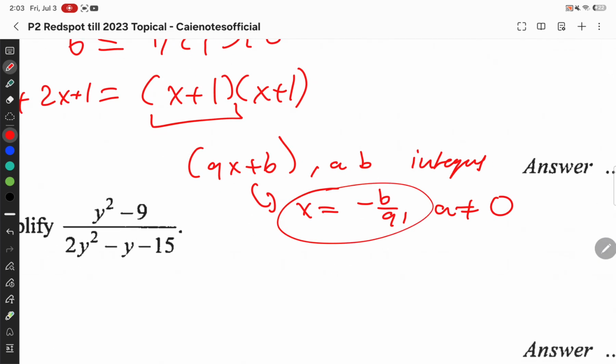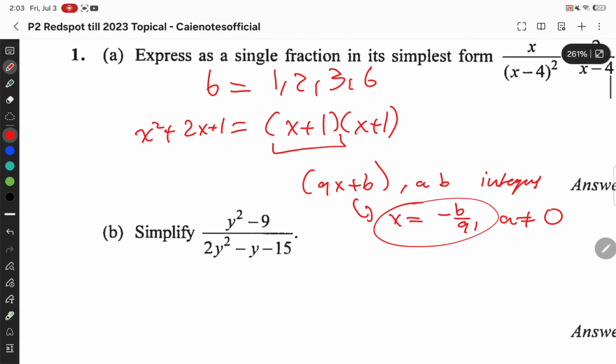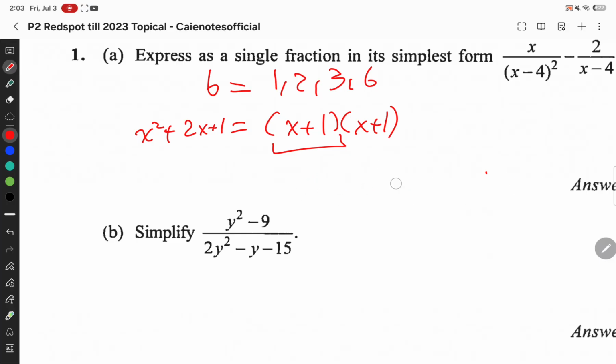Why? When we have its solution, if we plug in the solution of a linear factor, those are the roots of the original polynomial. If we set this equal to 0, it will be a root of this. So this is what linear factors are.